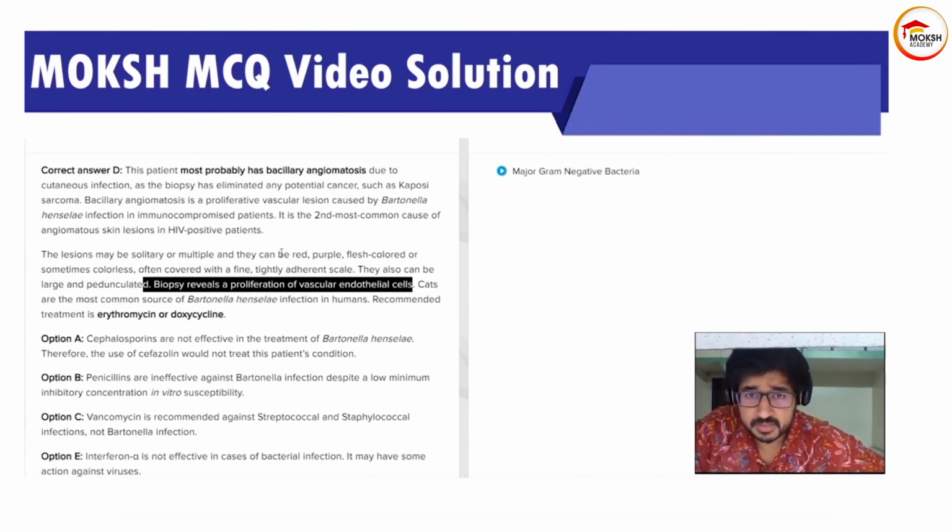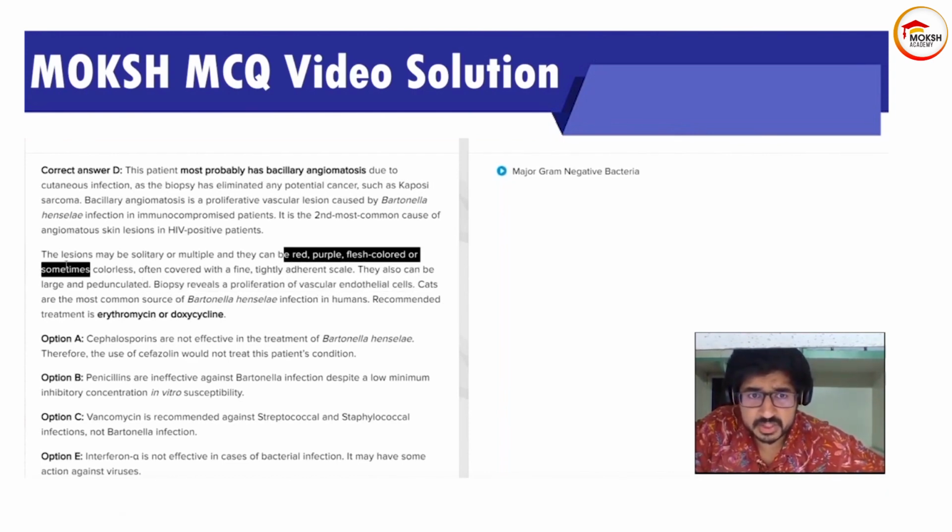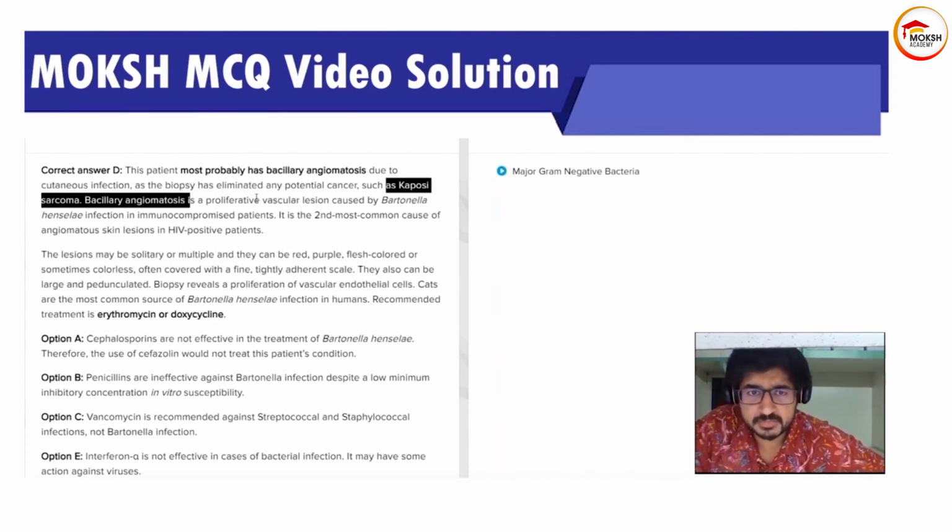Both can present similarly, as red, purple, or flesh-colored nodule-type structures. They can be solitary or multiple. These are not ways to differentiate, but the best possible way to differentiate is skin biopsy. Skin biopsy helps to differentiate between bacillary angiomatosis and Kaposi sarcoma.